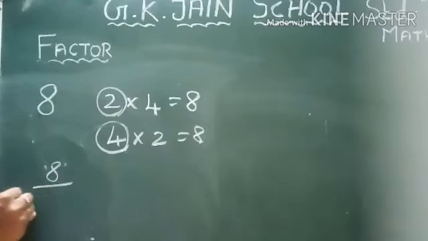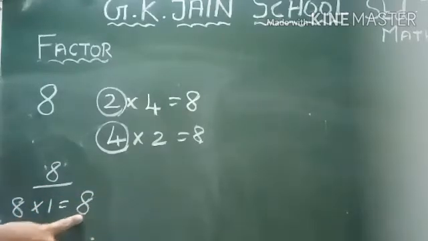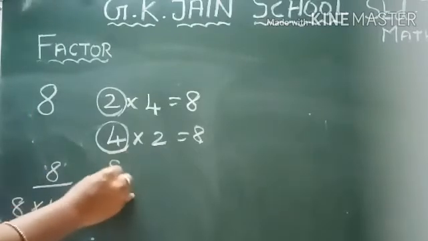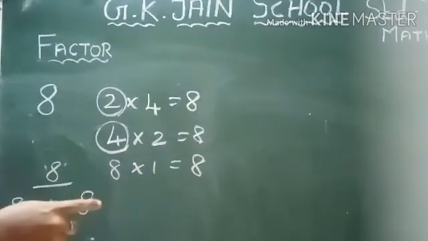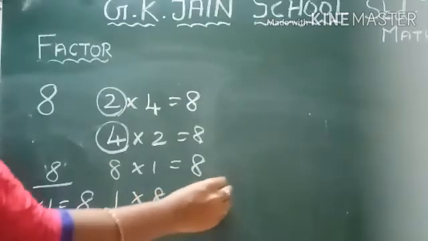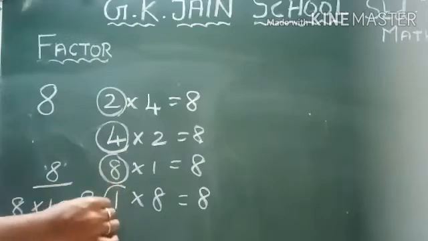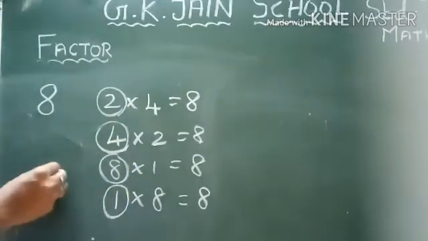Next table is 8. 8 ones are 8. Here we found the 8. So 8 is a factor of 8. 8 ones are 8, and I already told you we can write 1 eight is 8, right? So 8 is a factor of 8. Also 1 is a factor of 8. So now we are going to move to the next table.